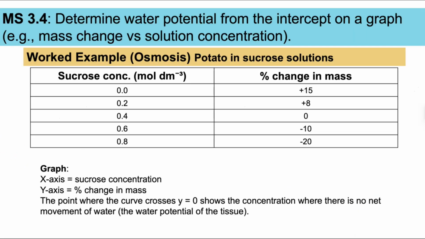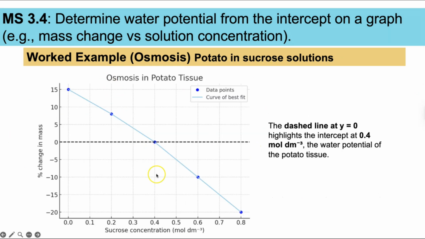So using that same concept, we've got our sucrose concentration, percentage change in mass, and we've got our data plotted. The intercept, so this is where if we were to draw a dashed line at where we have 0 change in mass on our y-axis, that would be the water potential inside of the plant tissue, which in this case is potato. And the reason for that is, if you don't have any change in mass in an osmosis experiment, that means there's been no net movement of water into the potato or out of the potato.